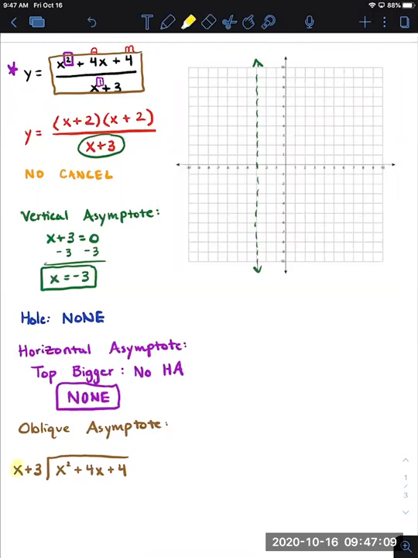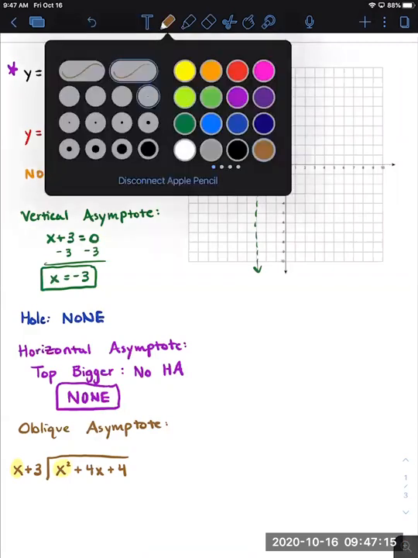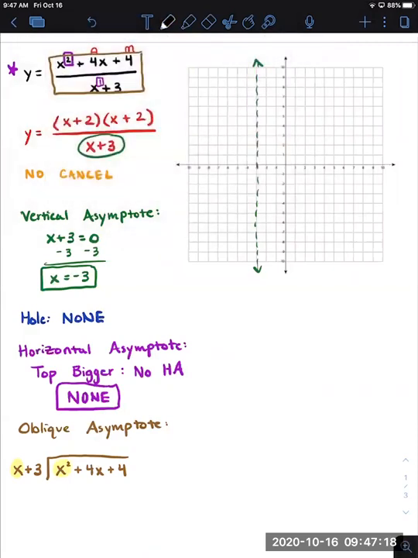So right now you're looking at how many times does x go into x squared? Or another way of thinking about it is x times what gives you x squared? And that's just x. So x times x is x squared. X times 3 is 3x. Then you have to change the signs. So that's minus and minus now. X squared minus x squared goes away. 4x minus 3x, or 4x plus negative 3x, equals 1x. You can bring down your positive 4.